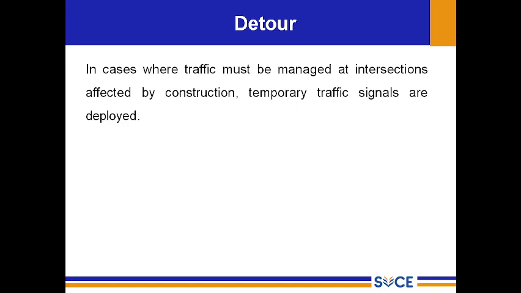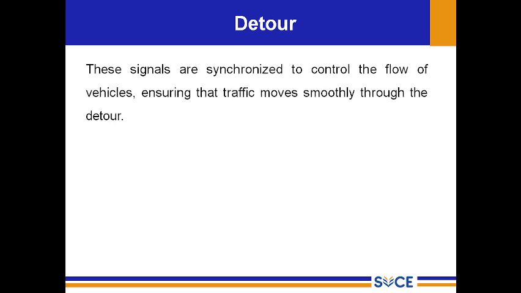In cases where traffic must be managed at intersections affected by construction, temporary traffic signals are also deployed. Since the diverted route may be a minor road, the signals may not be available at its intersections. So in those intersections, temporary traffic signals may be deployed, since now the traffic due to diversion may get increased. To manage that traffic properly, temporary traffic signals or traffic marshals may be deployed in those junctions.